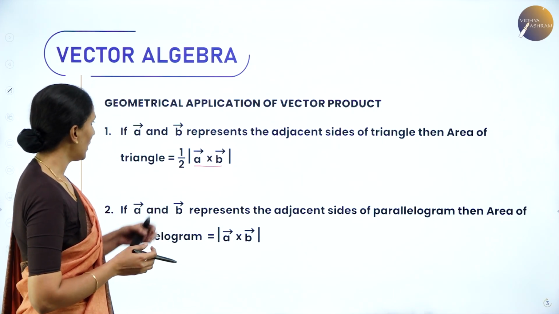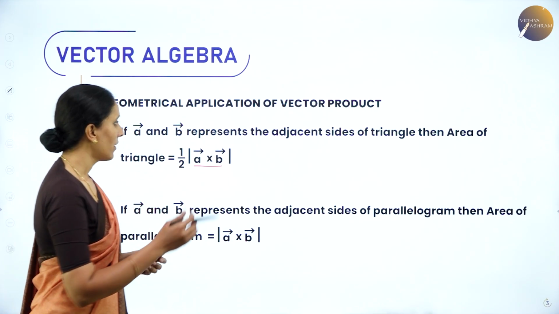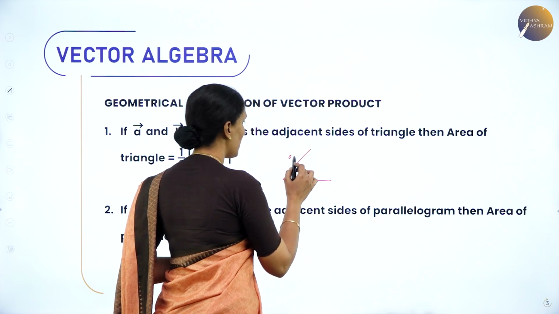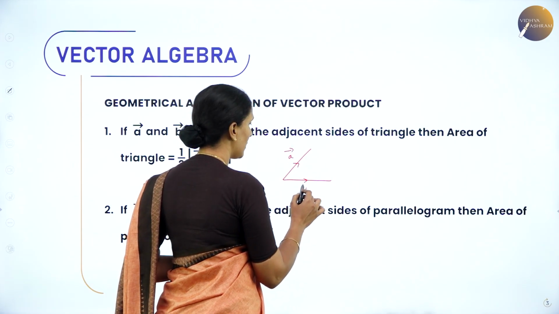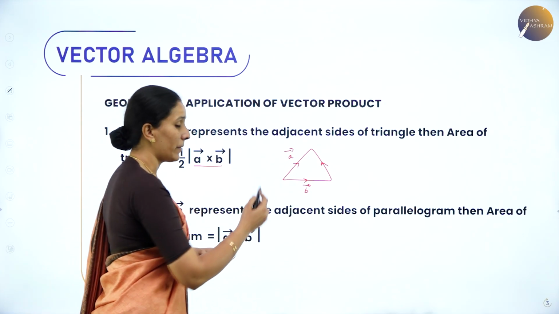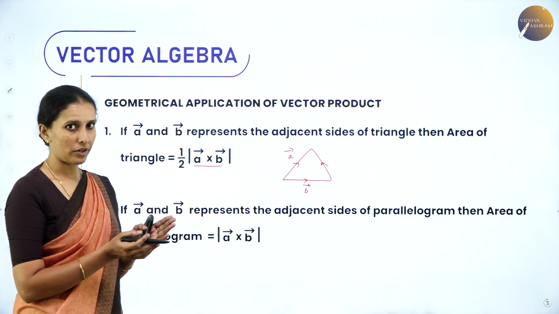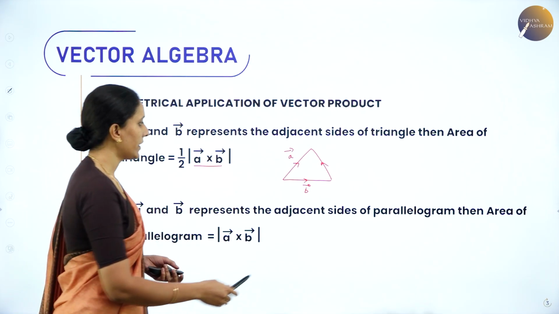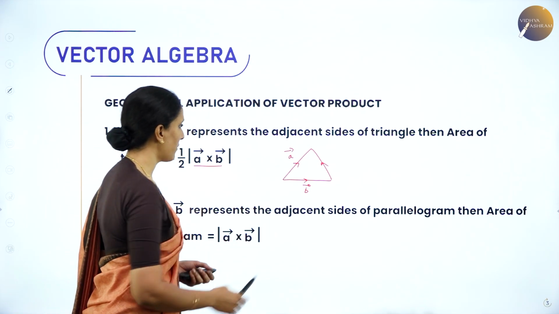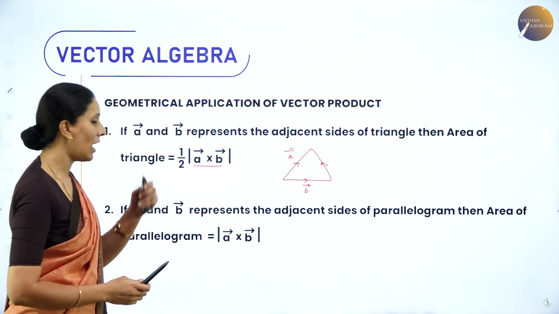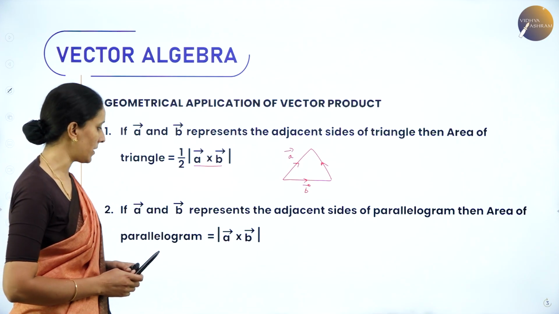So here, in such a case, we have a triangle with three vectors. Let this be vector A, vector B, and this is some vector C. Now, suppose A and B represent any two sides of the triangle with some inclination between them, then if we take the cross product of vector A and vector B, the area of the triangle can be given in the form half of magnitude of A cross B.